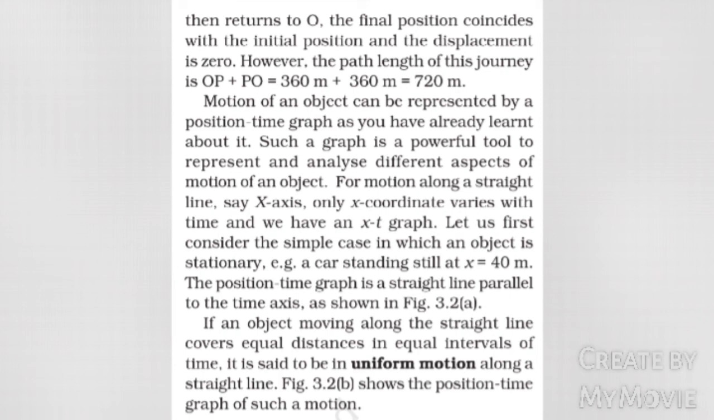If an object moving along a straight line covers equal distance in equal intervals of time, it is said to be in uniform motion along a straight line. Figure 3.2b shows a position-time graph of such a motion.